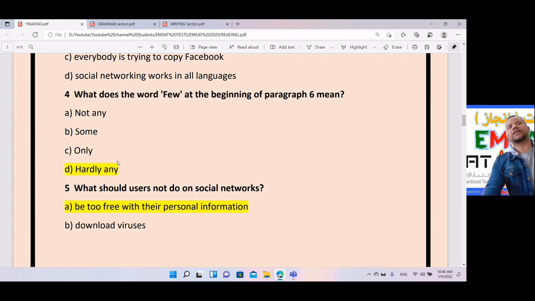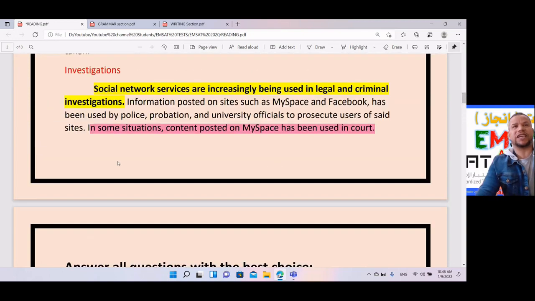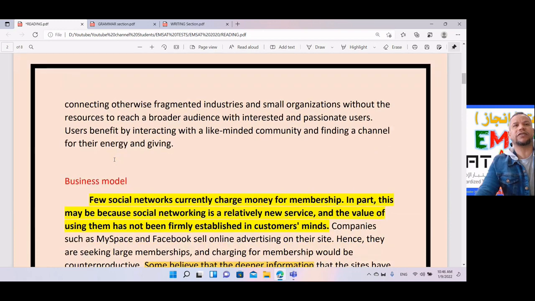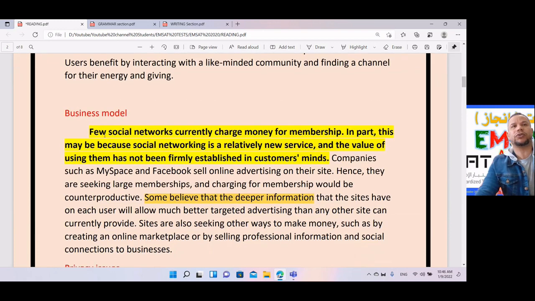Few at the beginning, some of the students will say few means some, but here in the meaning, talks about the meaning. What does it mean here? Few social networks, few means some social networks currently charge money for membership, or hardly any social networks currently charge money for membership.